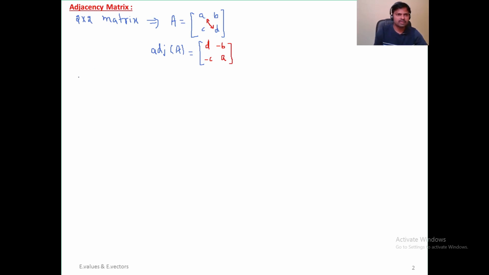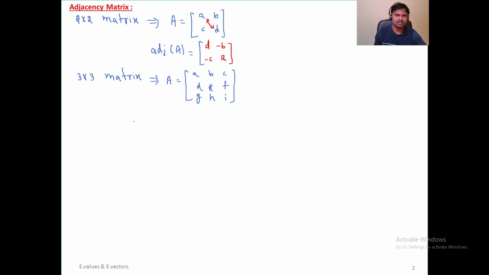And for a 3 by 3 matrix, we need to find the cofactor matrix. So let us take one arbitrary 3 by 3 matrix. Let us call the matrix A as a, b, c, d, e, f, g, h, i. This is a 3 by 3 matrix, and for this we want the adjacency matrix. So before that, we need to find the cofactor matrix.